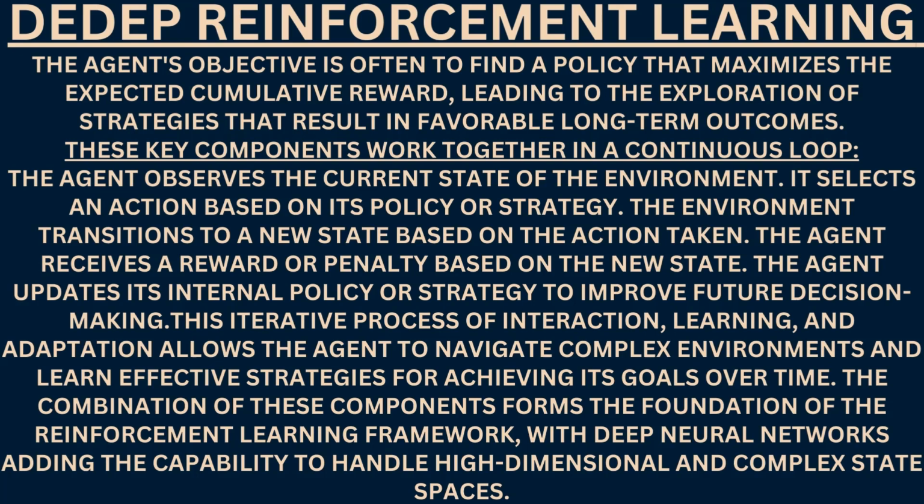These key components work together in a continuous loop. The agent observes the current state of the environment. It selects an action based on its policy or strategy. The environment transitions to a new state based on the action taken. The agent receives a reward or penalty based on the new state. The agent updates its internal policy or strategy to improve future decision making.